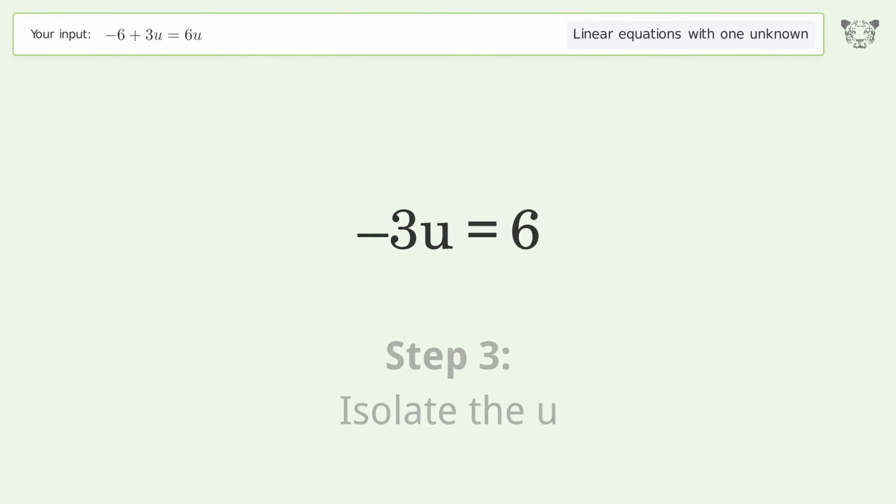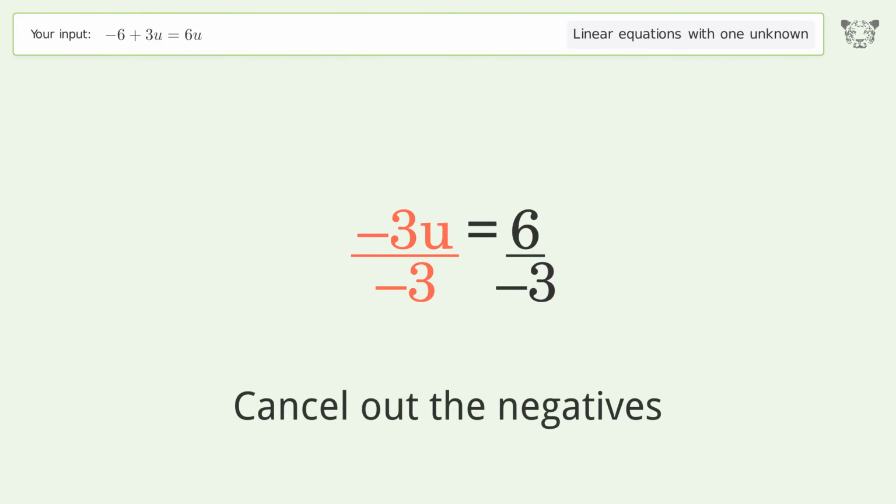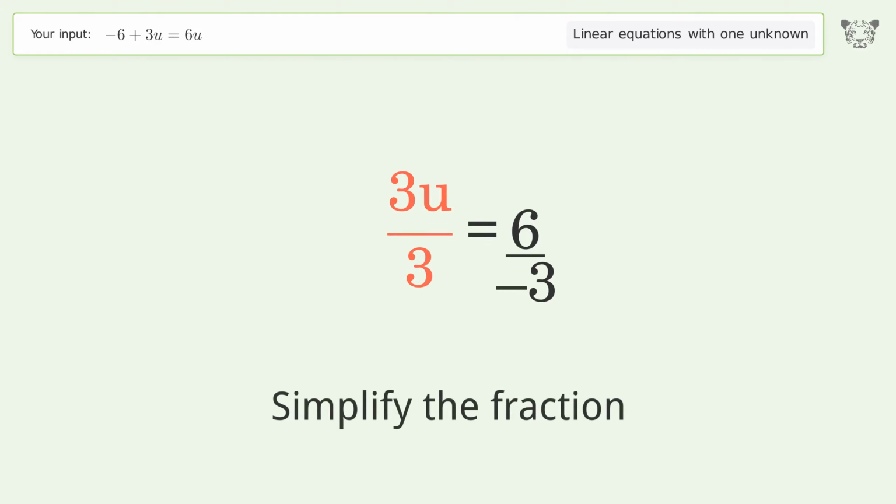Isolate the u. Divide both sides by -3. Cancel out the negatives. Simplify the fraction.